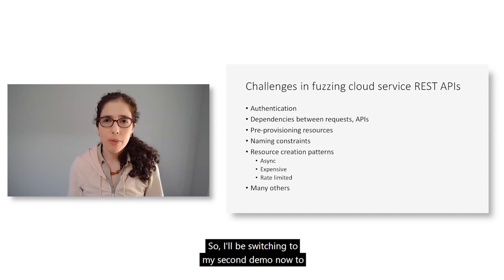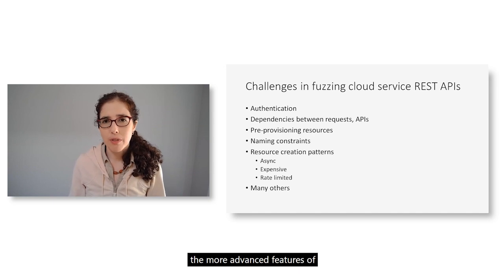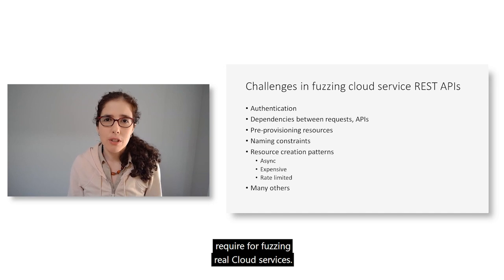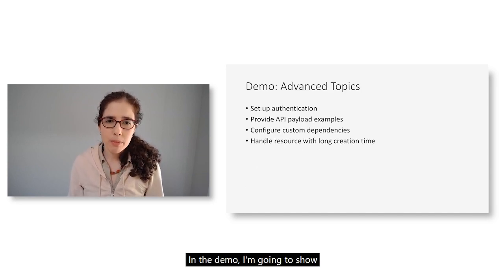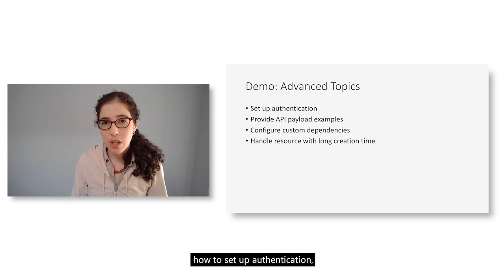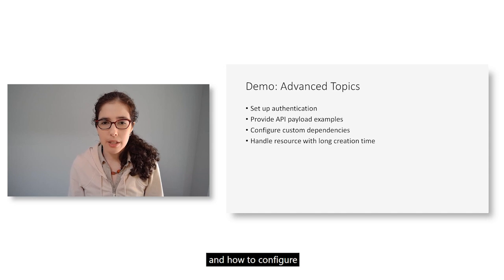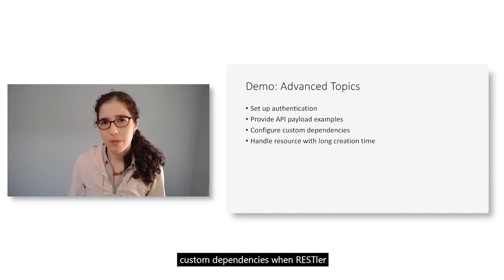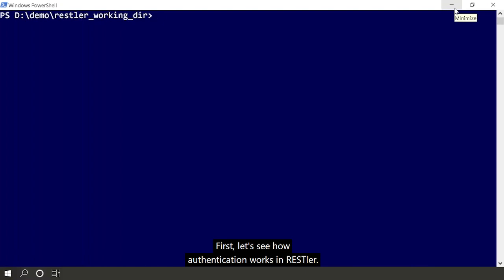So I'll be switching to my second demo now to show you how to use some of the more advanced features of RESTler that you may require for fuzzing real cloud services. So in the demo, I'm going to show how to set up authentication, how to provide API payload examples, and how to configure custom dependencies when RESTler can't infer them automatically. First, let's see how authentication works in RESTler.